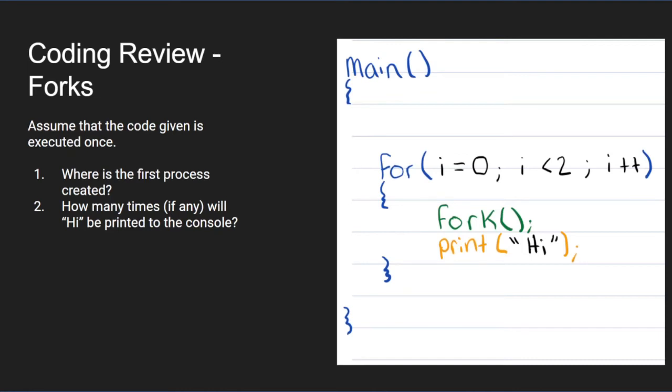So in our main method, we've got a for loop, and inside that for loop, we have a fork and a print statement that's printing out hi. So we've got two questions here. One, where is the first process created? And two, how many times, if any, will hi be printed to the console?